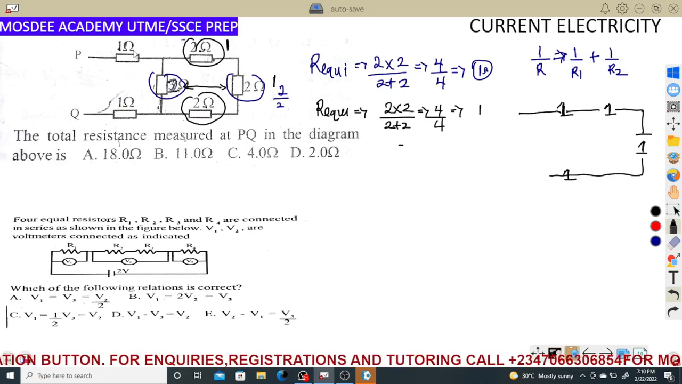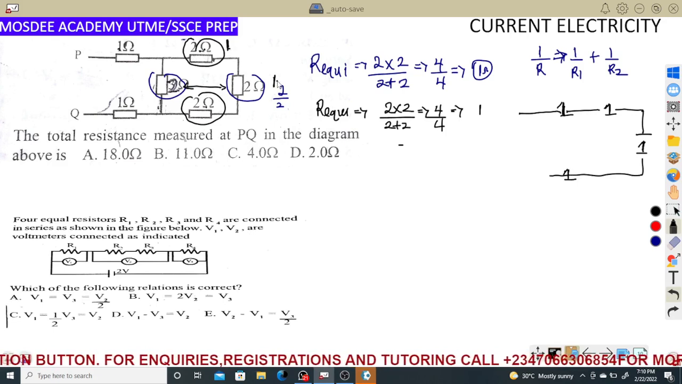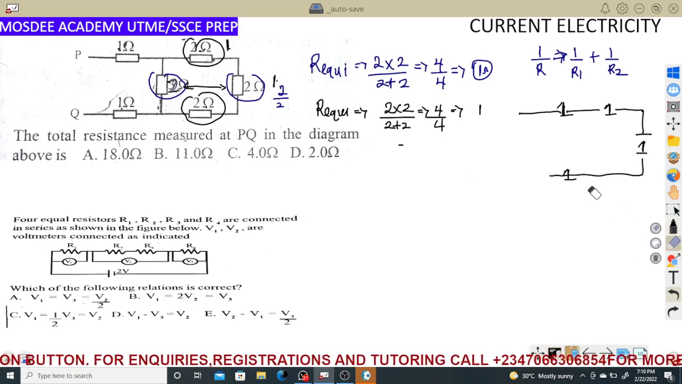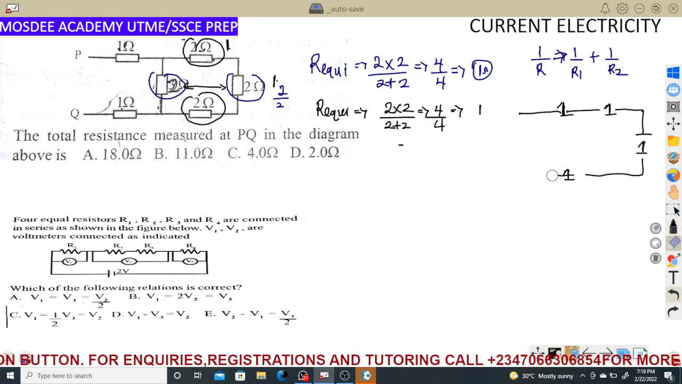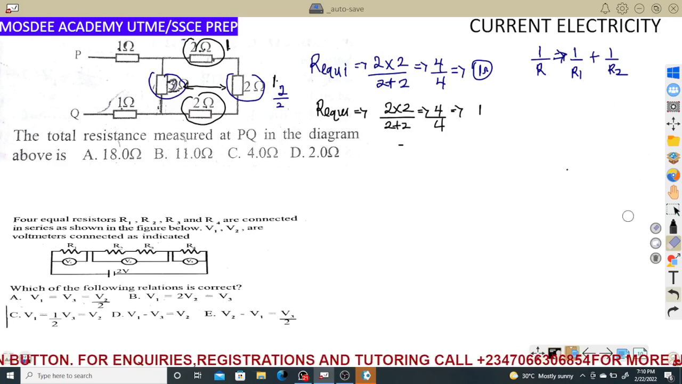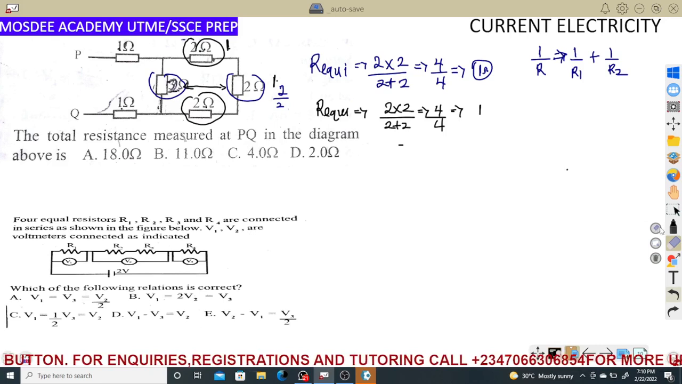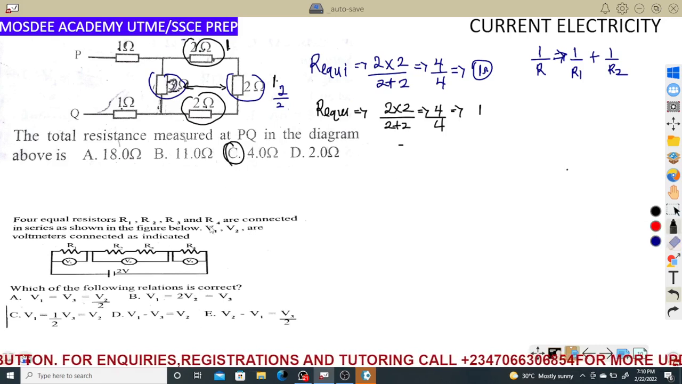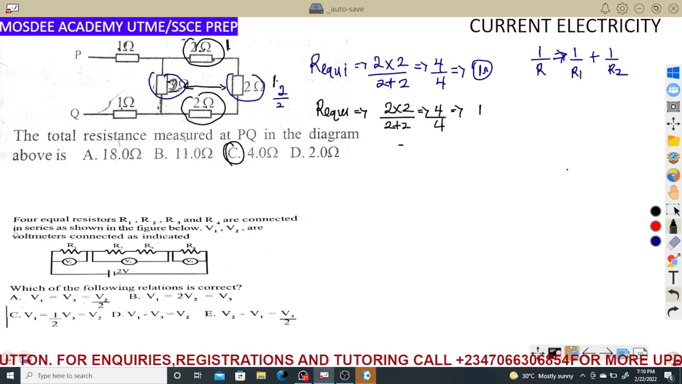So let's start. 1 plus 1, 2. 2 plus 1, 3. 3 plus 1, 4. So the equivalent resistance for this question is nothing but 4 ohms. I hope you understand. That is the way we solve this type of question. And that is current electricity, talking about infinite ladder resistance. So keep it in mind. They are simple stuff you guys can deal with. Now let's go to the next question.